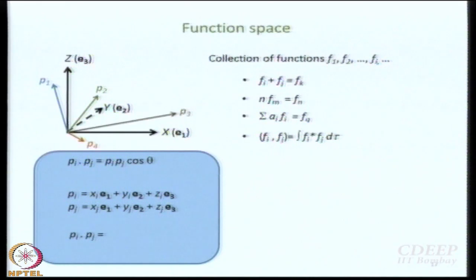Now, if you take the product, what do you get? x_i x_j e1·e1. What is the dot product of e1 and e1? 1. What is the next term? x_i e1 y_j e2, so x_i y_j e1·e2. What is that dot product? 0, right, cos θ is 90 degrees. So, this is what you get, very simple: x_i x_j plus y_i y_j plus z_i z_j. That is a sum of products, and the integral is also a sum of products, right, fine.